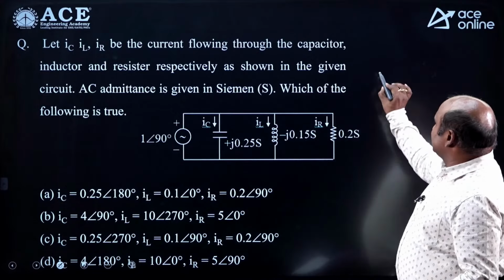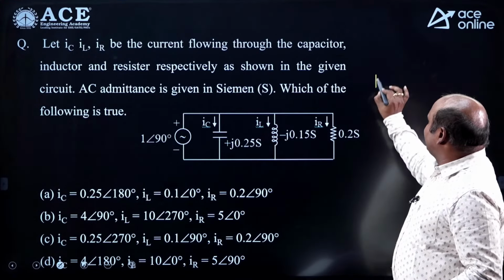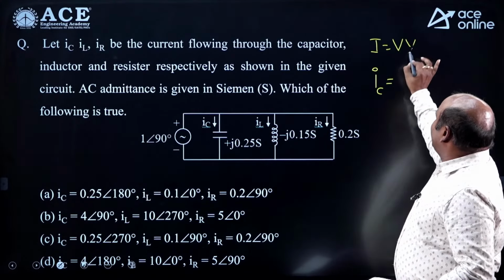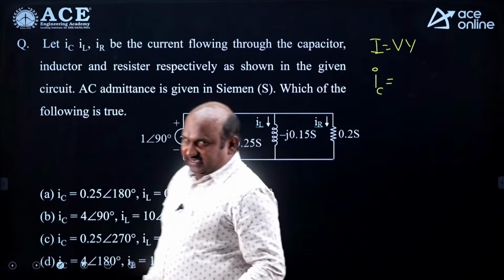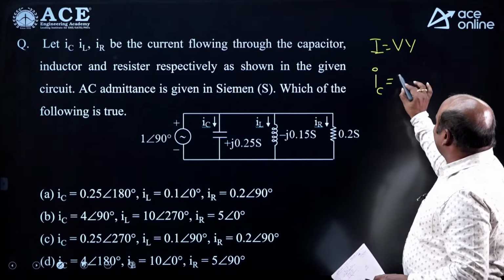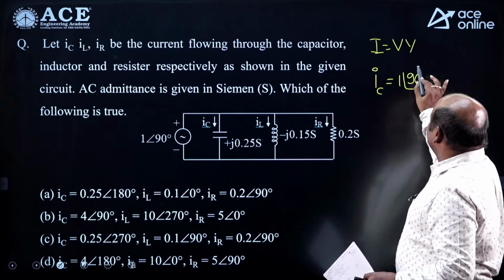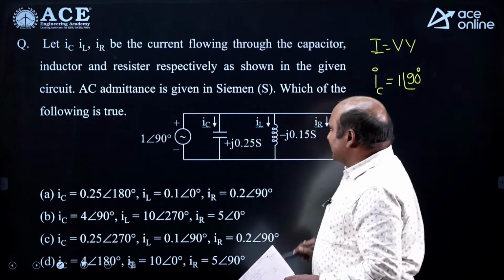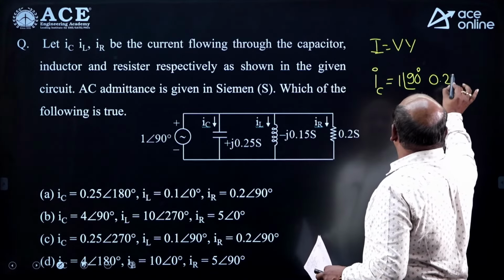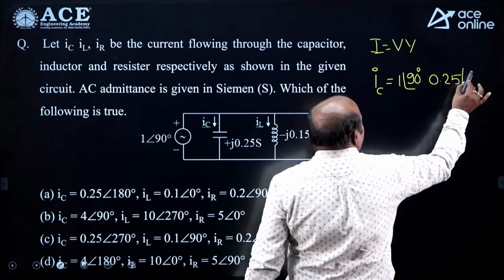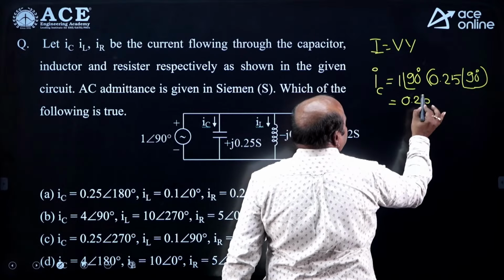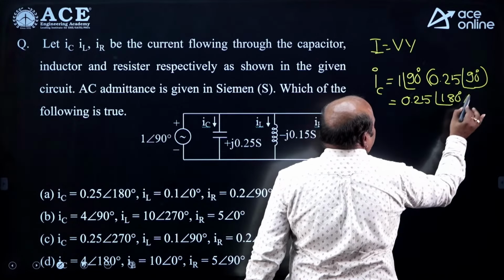Since the current passing through any one is, as per the formula, I is equal to V into Y, where Y is the admittance. That is why you can easily identify IC is equal to V into Y. V is given as 1 at an angle 90 degrees, and the admittance is 0.25 Siemens into j, so you can write 0.25 at an angle 90 degrees. You are getting 0.25 at an angle 180 degrees amperes.